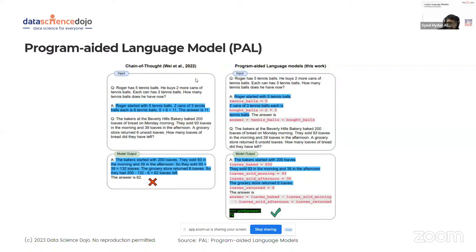But if you see that, 200 minus 132, because they had sold 93 plus 39, but we got 6 back. So it actually subtracted 6, but it has to be plus, because otherwise it couldn't make sense. As the question gets a bit complex, our LLM forgets the context. So the researchers came up with this idea of program-aided language models.